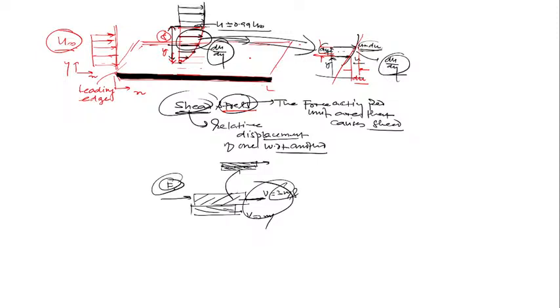And this retardation of the fluid motion is associated with the gradient of the velocity, or causing shear stress, and shear stress is proportional to the gradient of the velocity. Is this clear?